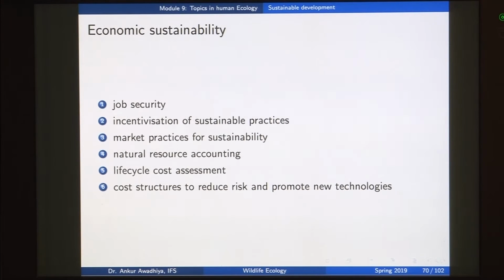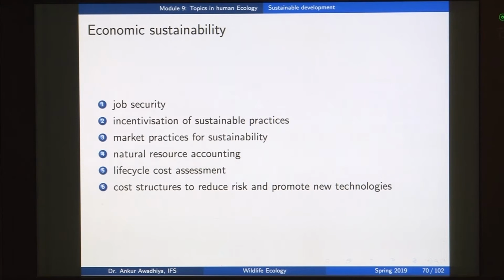Then the third thing that we need to talk about is the economic sustainability. Do people have job security? If people do not have job security, if they do not have stable jobs, then whatever amount of talking we are doing about sustainability, nobody will pay a heed. So, you will have to make a situation where people are able to get jobs, where people are able to maintain their jobs, and this can only be done through economic means.